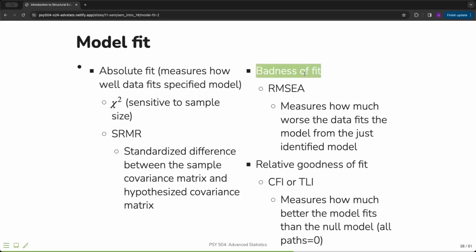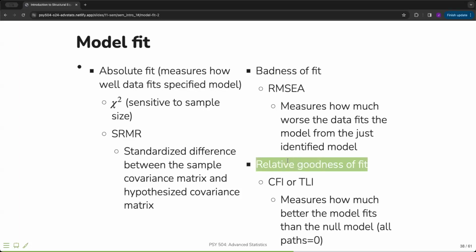We have badness of fit indices like the RMSEA, which measures how much worse the data fits the model compared to the just identified model. And then we have relative goodness of fit, like the CFI or the TLI. This measures how much better the model fits than the null model, where there are no relationships between the variables. And here we want the CFI or TLI to be as large as possible, preferably close to 1.